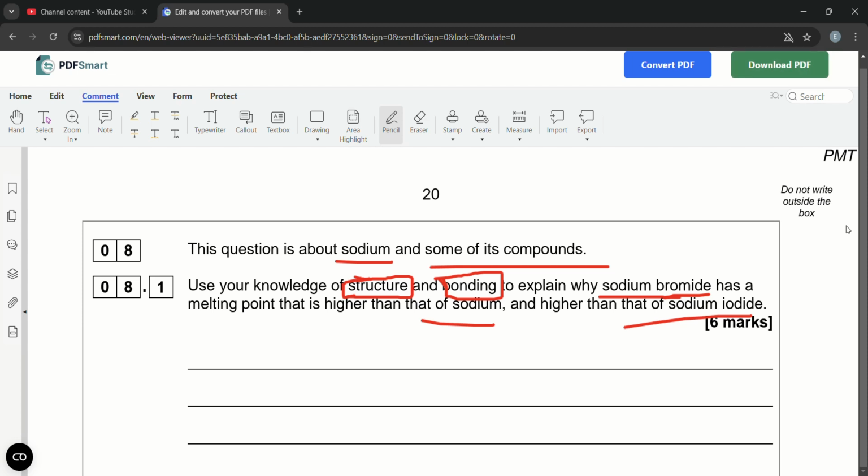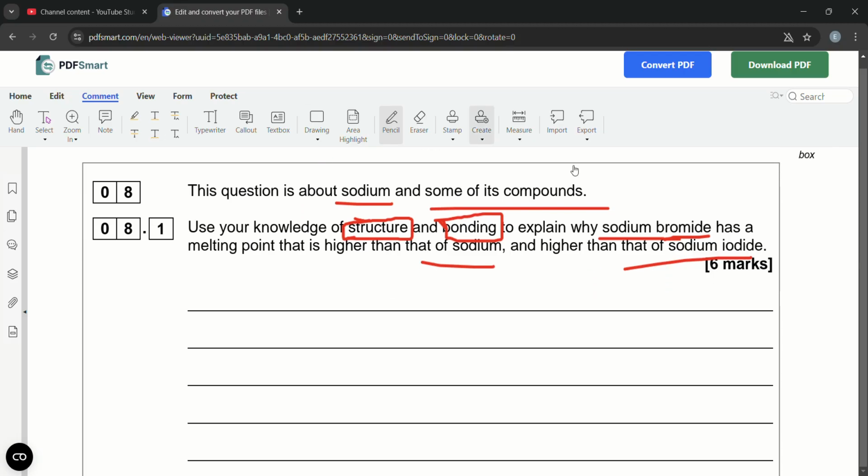Question 8. This question is about sodium and some of its compounds. Use your knowledge of structure and bonding to explain why sodium bromide has a melting point that's higher than that of sodium and higher than that of sodium iodide. So it's a 6 marker, so it's going to have 3 stages generally. Why does sodium bromide have a melting point higher than that of sodium?